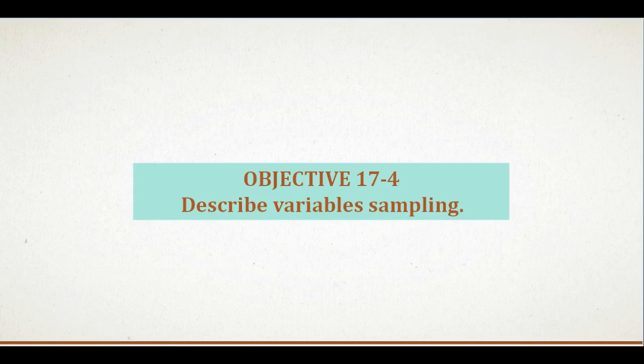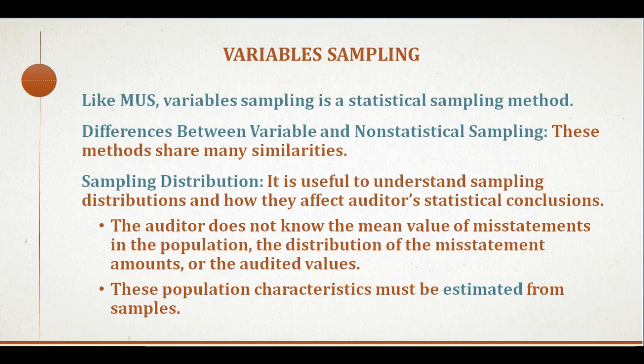Moving on, we will now cover variable sampling. Like monetary unit sampling, variable sampling is a statistical sampling method. These two methods share many similarities. It is useful to understand sampling distribution and how they affect the auditor's statistical conclusions.